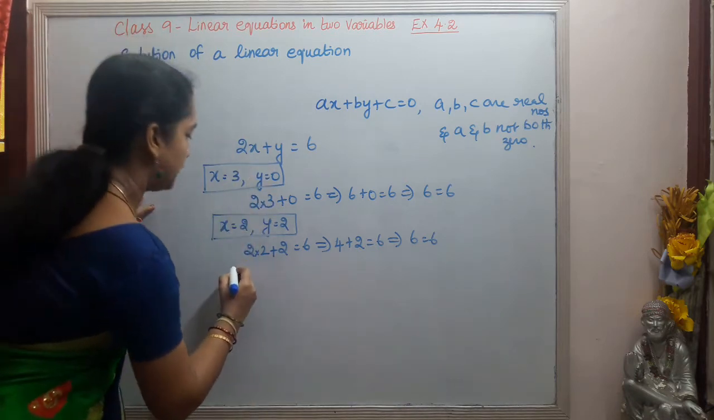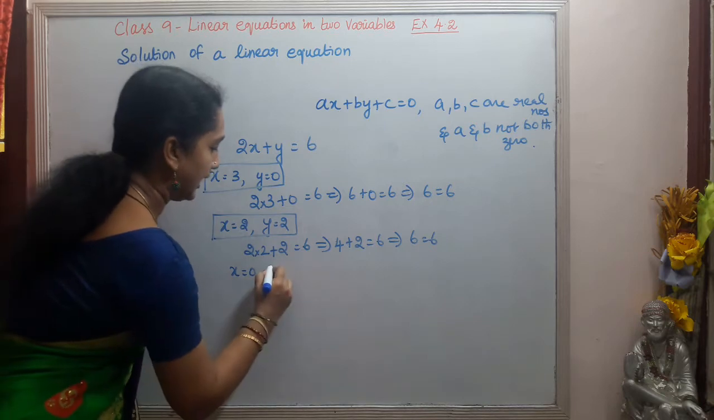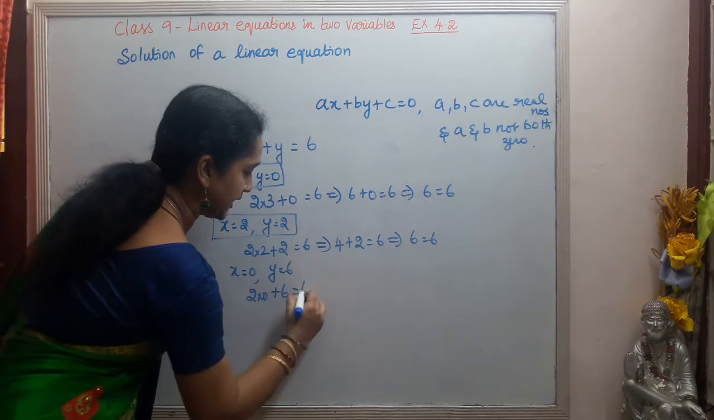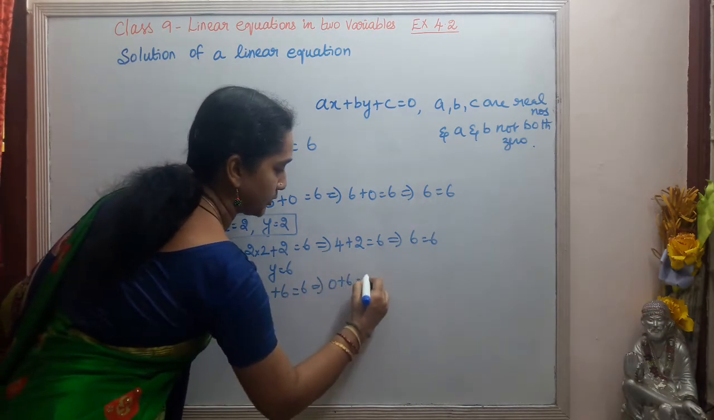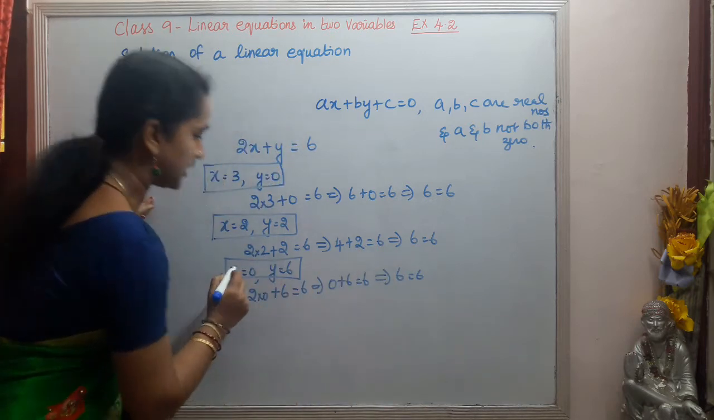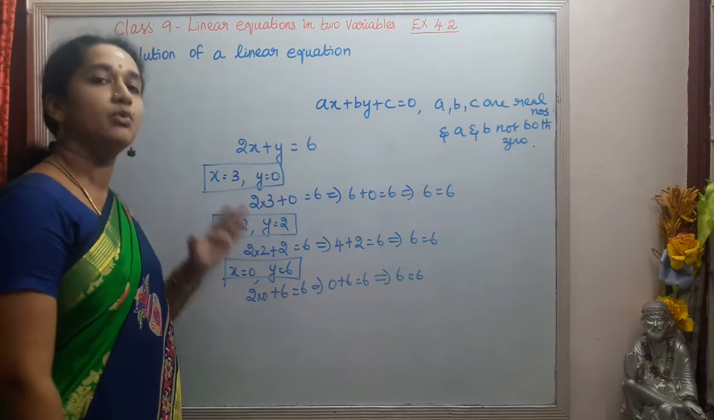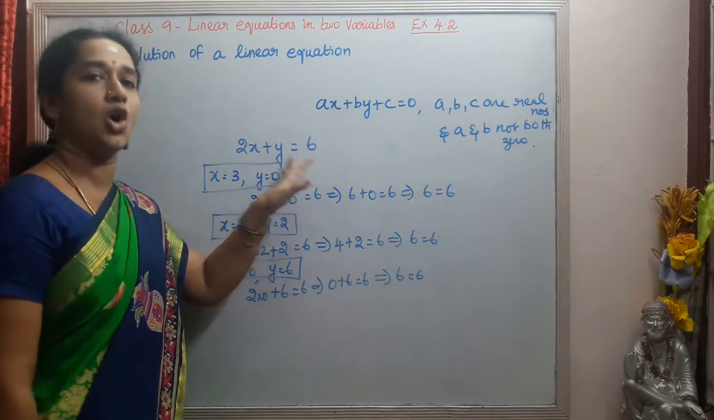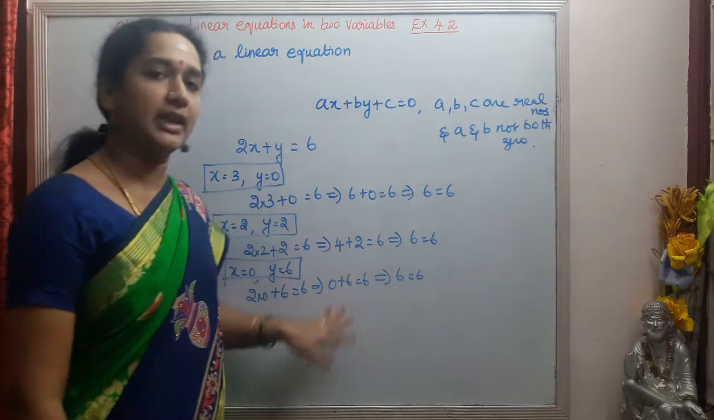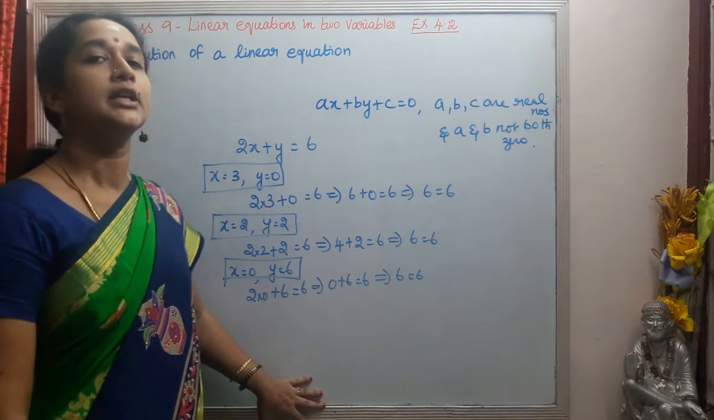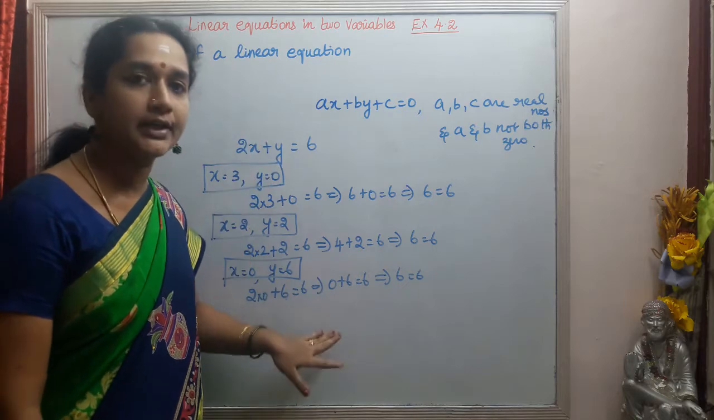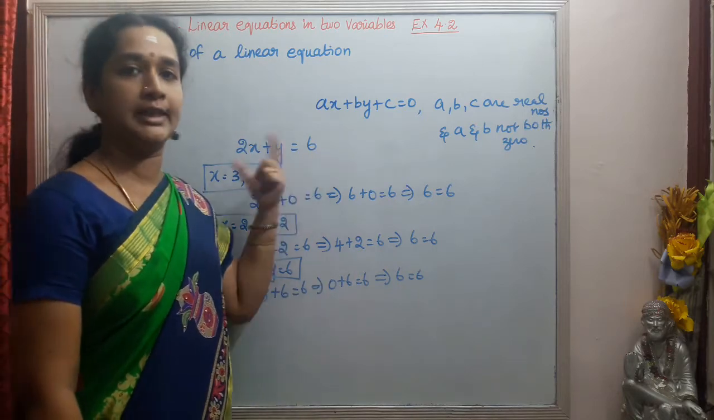Then if I take the x value as 0 and the y value as 6, 2 into 0 plus 6 is equal to 6. 0 plus 6 is equal to 6. So 6 is equal to 6. So x is equal to 0 and y is equal to 6 will also be a solution of the given linear equation. In general we can say that there are infinitely many solutions for a linear equation.